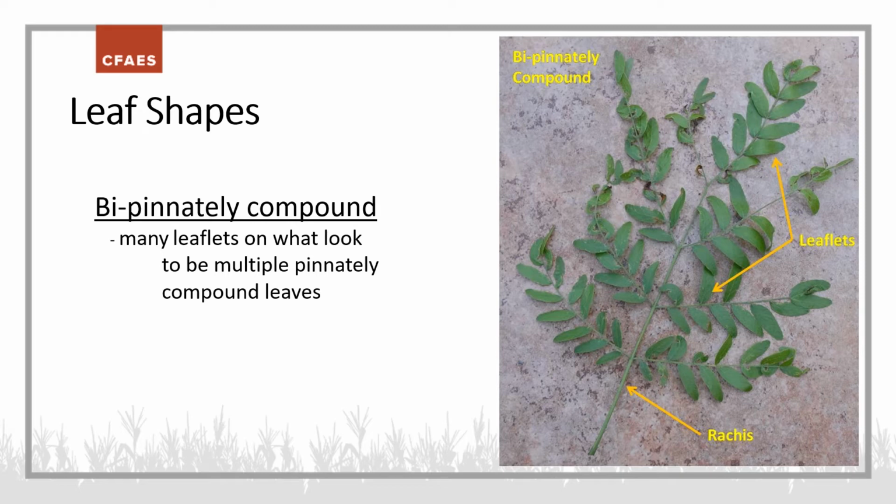We typically have two trees that we talk about in Ohio that have bipinnately compound leaves, and that would be Kentucky coffee tree and honey locust. But the kicker for honey locust is they can also have just pinnately compound leaves. So they can have bipinnately and pinnately compound leaves on the same tree. So keep that in mind as you're trying to identify some of these species.